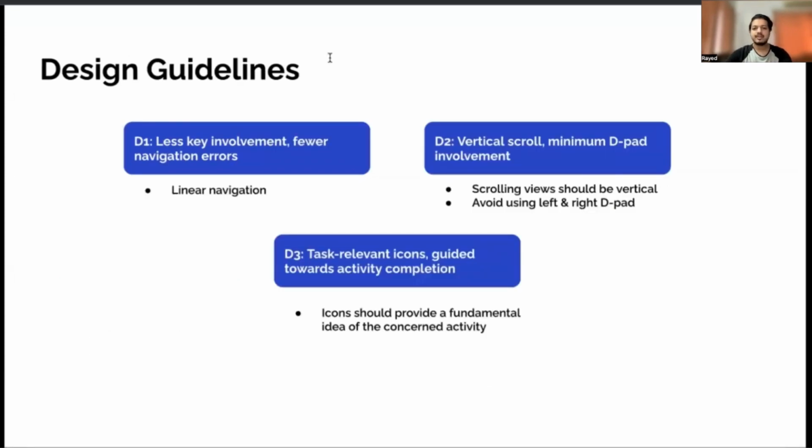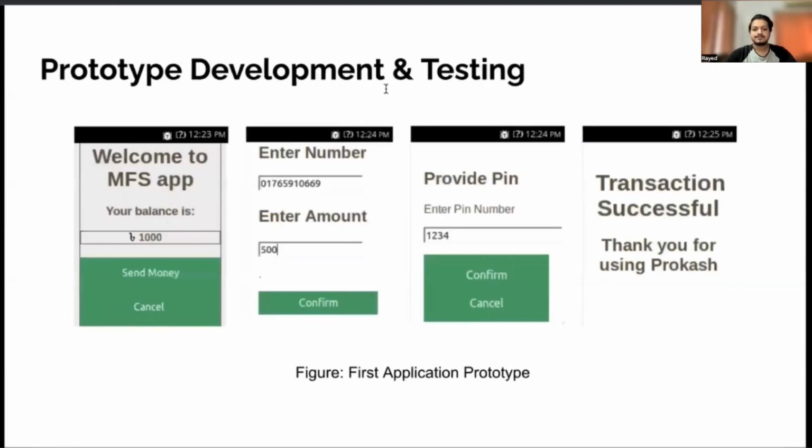From the probe session, we found key issues faced by low-literate users when using button phones. Based on our findings, we formulated 3 design guidelines for feature phone app development. Reduce key involvement, use vertical scroll, minimizing D-pad involvement, and focus on meaningful icons that gives users an idea of the activity. These guidelines were followed in developing our prototypes.